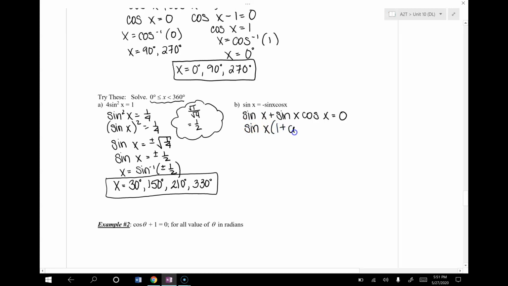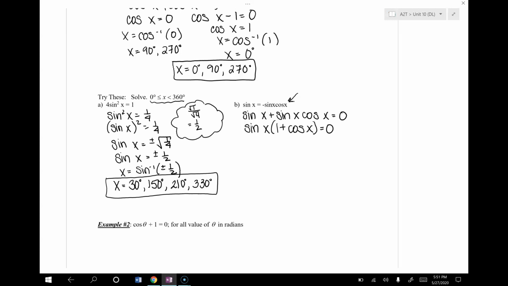Ladies and gentlemen, never divide by the variable. Yes, if I were to divide both sides at the beginning by sine of x, it would cancel out and you would get 1 on the left-hand side of the equal sign. You would also eliminate one of your solutions. Never divide by the variable. If you need to, write that down.